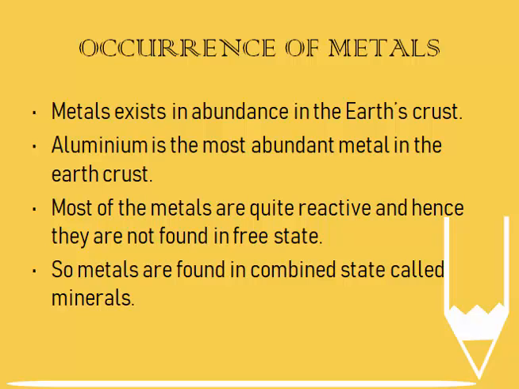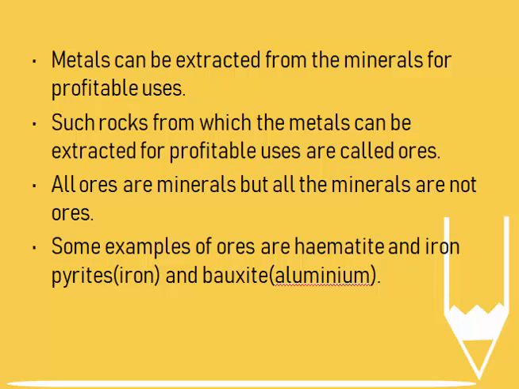तो metals किस लिए extract किया जाता है? ताकि कुछ profit हो human को, right? Such rocks from which metals can be extracted profitably are called ores. Ores available रहते हैं minerals में से, okay? So some examples are given to you, that is hematite and iron pyrites, which are ores of iron, and bauxite is an ore of aluminium. It means a kind of impurities will be there in that.